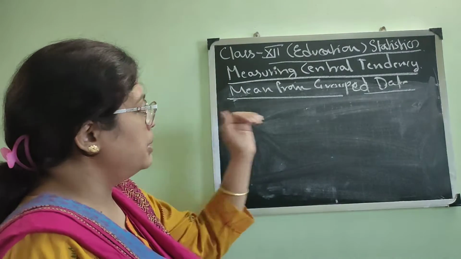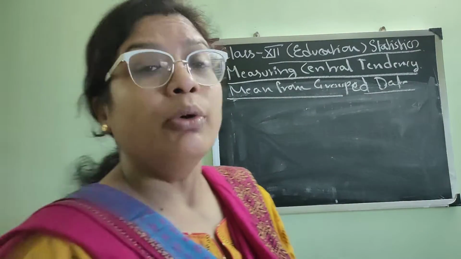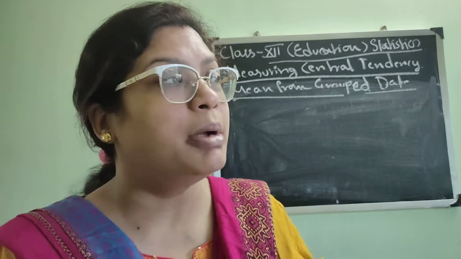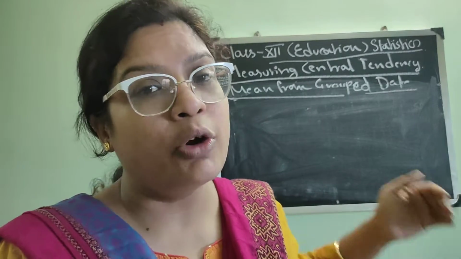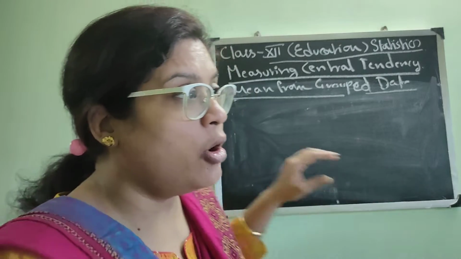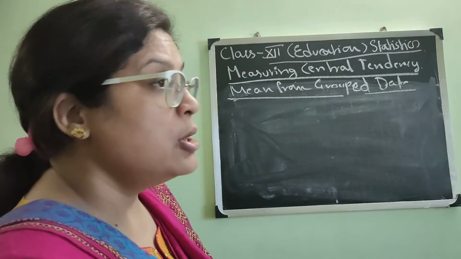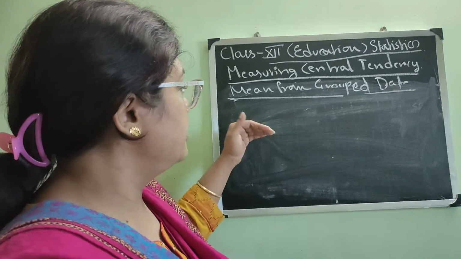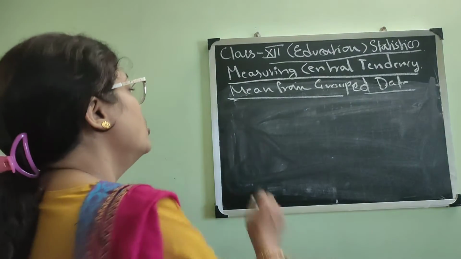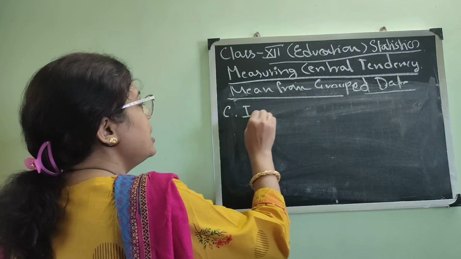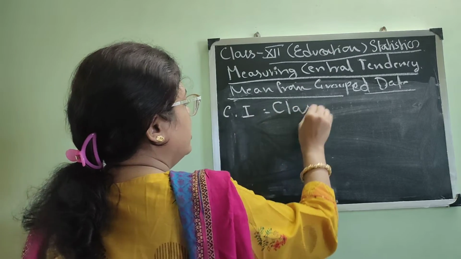Now for mean from group data, you need to know some terms which were already explained in your class, but still once again, as it is a repetition of the chapter, I want to discuss it vividly, in detail. So a few terms and usage of the terms you must know. The first one is CI, or class interval.